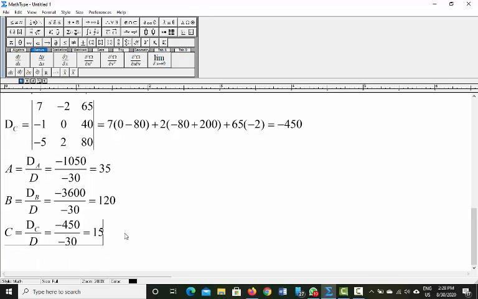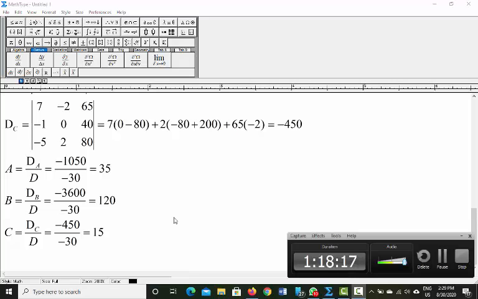So this way you can check also. After you find the values of the variables, you can check to see whether the values are correct or not. So next class, in the next session, in the matrix part 3, we will study some application of matrix. So that's the end of today's video lecture.